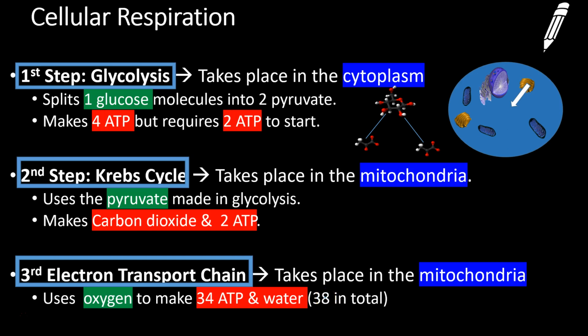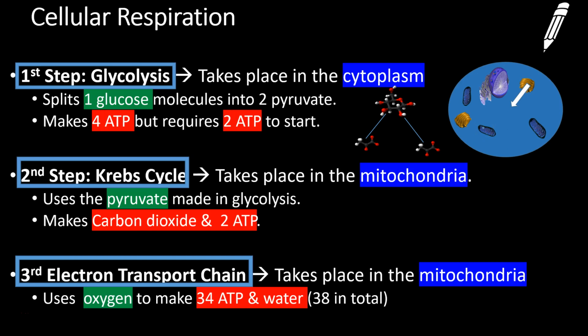So the mitochondria gives us the biggest bang for the buck. Glycolysis only gave us 2 because it made 4, but it cost 2 to start. The Krebs cycle only made 2, but when we finished respiration in the mitochondria, we got 34 to make 38 total, okay?